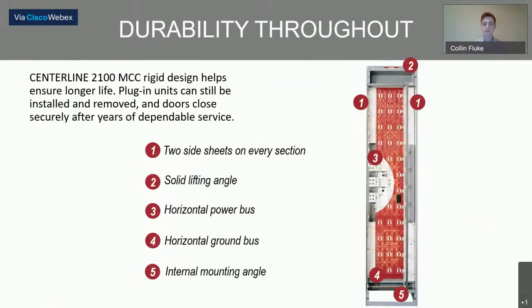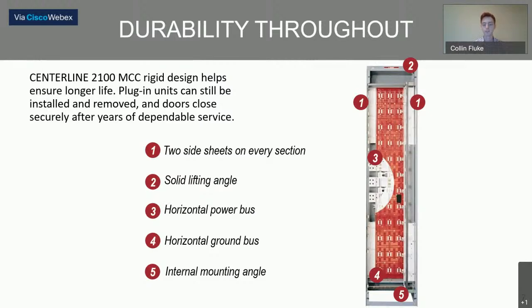Now, construction, very, very durable. As we can see in item 1, we have dual side sheets on the sections. These are steel side sheets that minimize arc propagation in the event of an arc flash. Located at item 2 is a solid lifting angle. These are detachable. These can be unbolted, but this lifting angle allows easy movement and positioning of an MCC section.